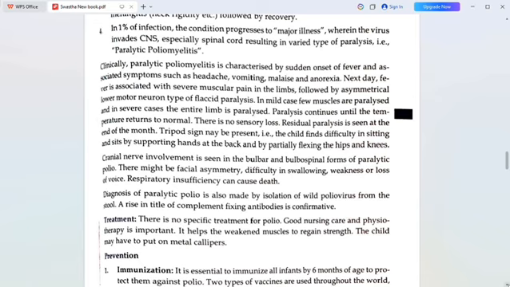A rising titer of complement fixing antibodies is confirmatory in nature. Then, from the treatment point of view, there is no specific treatment for polio. Good nursing care and physiotherapy are important in these cases. It helps the weakened muscles to regain strength, as you know that the muscles get weaker. The child may have to put on metal calipers for the rest of their life later on.